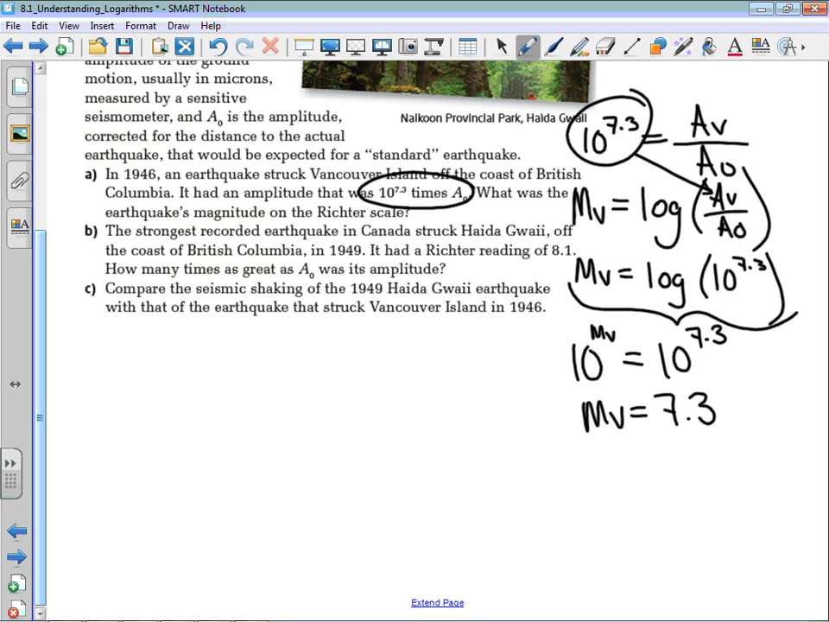All right, the next question, B, says the strongest earthquake in Canada struck Haida Gwaii off the coast of BC in 1949. It had a Richter reading of 8.1. So for B, we know that the magnitude of the HG earthquake was equal to 8.1. They want to know how many times greater it is than A naught. So what is the amplitude of HG divided by A naught? And it's why I wanted to put this formula up here.